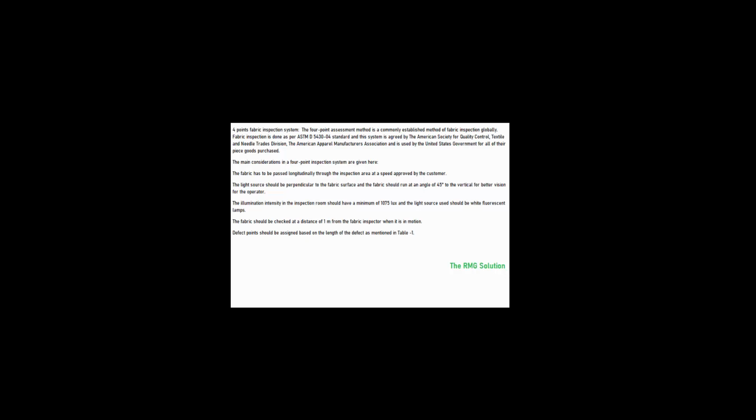4 Points Fabric Inspection System. The 4-point assessment method is a commonly established method of fabric inspection globally. Fabric inspection is done as per ASTM D5430-04 standard, and this system is agreed by the American Society for Quality Control, Textile and Needle Trades Division, the American Apparel Manufacturers Association, and is used by the United States government for all of their piece goods purchased.